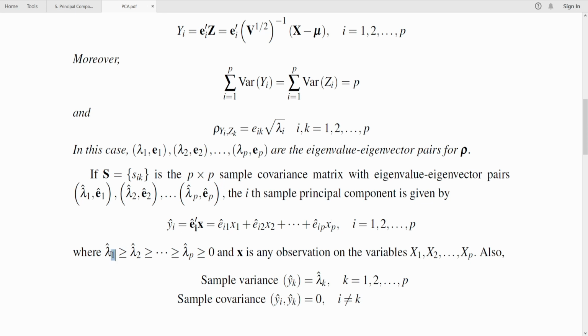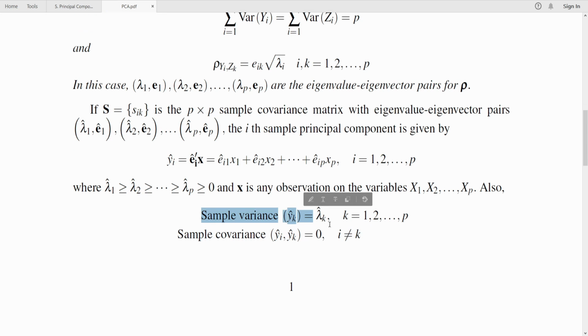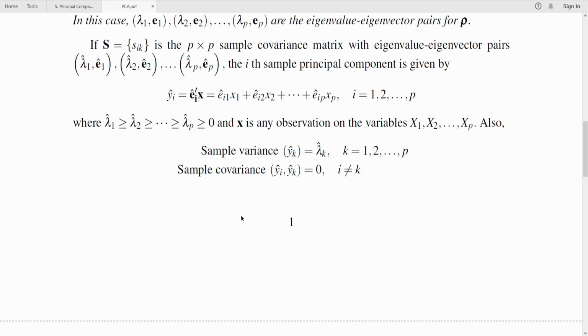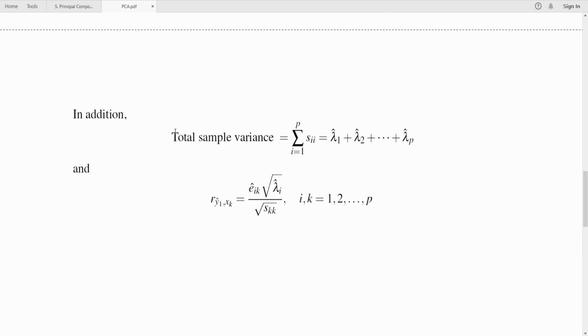Again, we order our eigenvalues and corresponding eigenvectors. Now we know our sample variance, the sample covariance between all pairs that are different, and also our total sample variance.